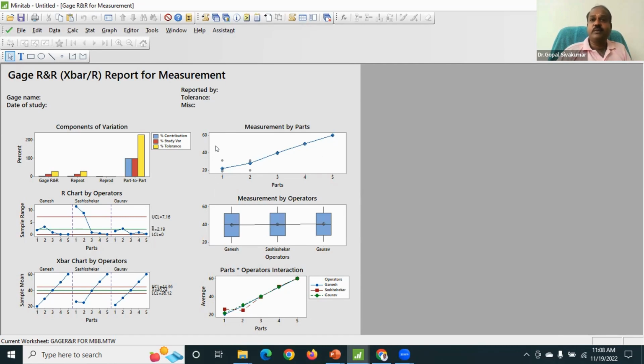Ideally, all the 6 readings should be the same, like parts 3, 4 and 5. Can you see 3, 4 and 5? Only one point is visible. Okay, 3, 4, 5. But look at 2. The points become scattered, different from the straight line. So part number 2 is creating a problem for all the appraisers. I do not know what is wrong with part number 2. Okay, part number 1 is also creating a problem.